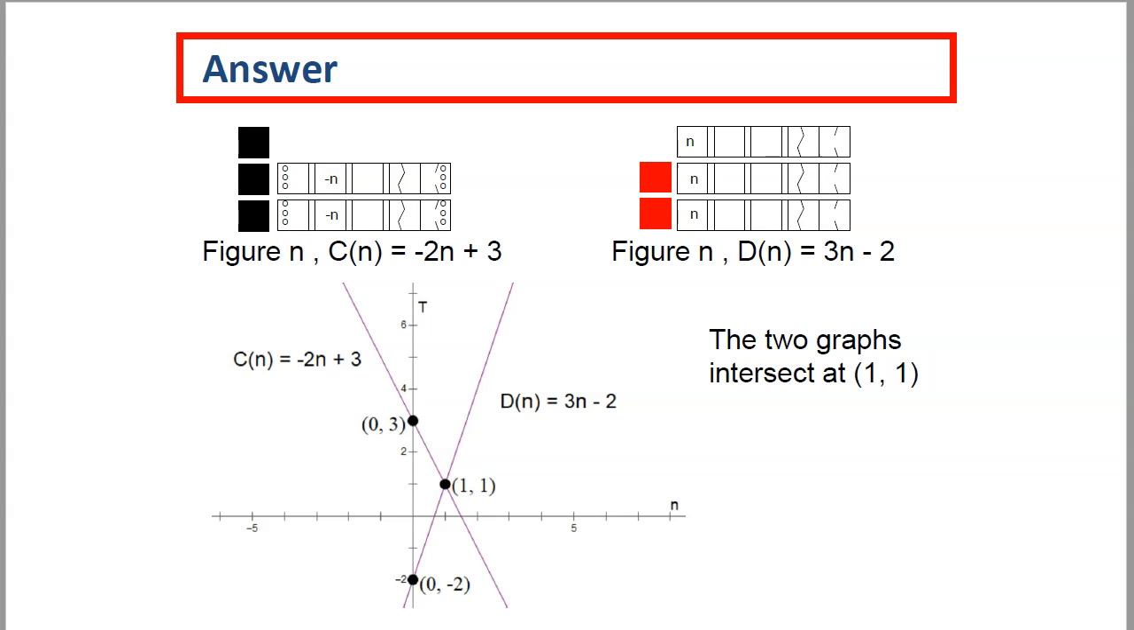Our answer is we have our two nth figures, we have our two graphs, and we see that the graphs intersect at the point 1, 1.